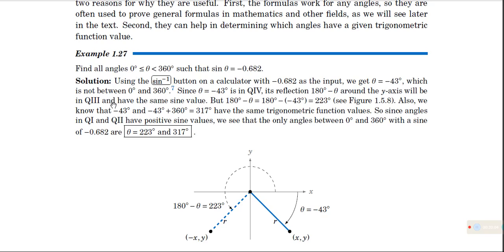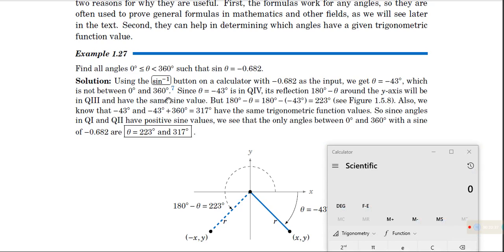So, huling example ko na to. So, find all angles wherein theta is greater than or equal to 0, but less than 360, such that sine theta is equal to negative 0.682. So, dito gagamit na kayo nitong function natin na arcsine. Ang tawag dito ay arcsine. So, pag pinindot nyo to, prepare ko lang yung calculator ha.